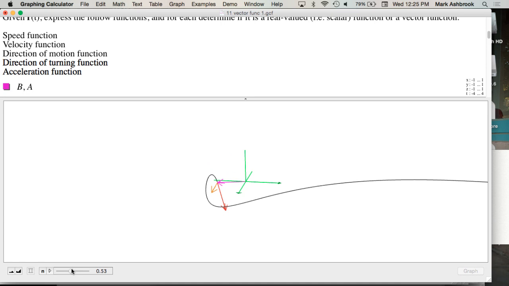Okay? And now what about now? What can you say about the motion right now? It's not turning very much. Not turning, right? It's like a straight line. And are we speeding up or slowing down? A lot or a little? Here's the unit tangent, the red one, and then here's the r double prime vector. So it's just speeding up a little bit and not turning.